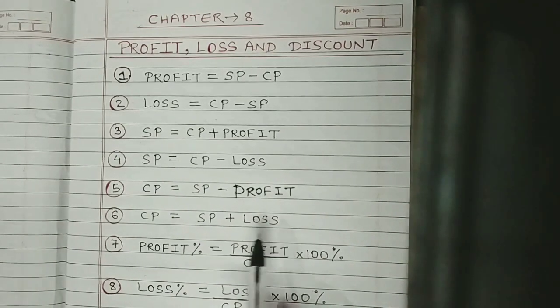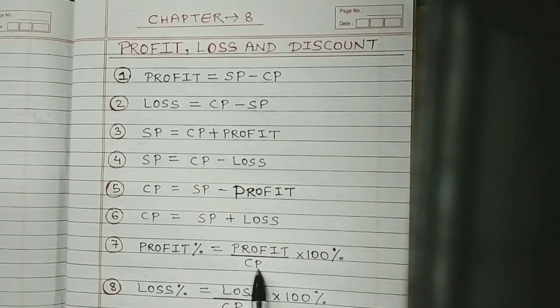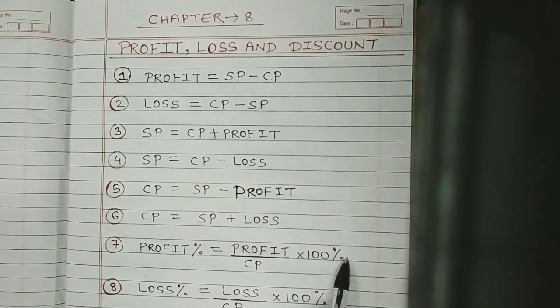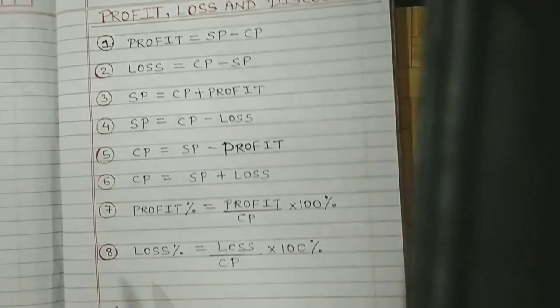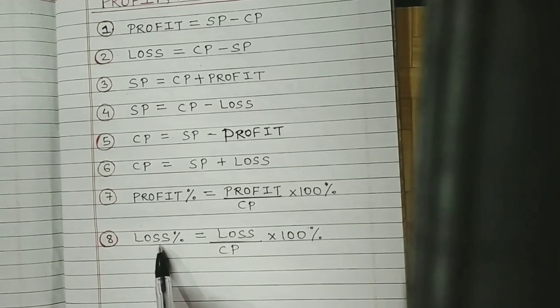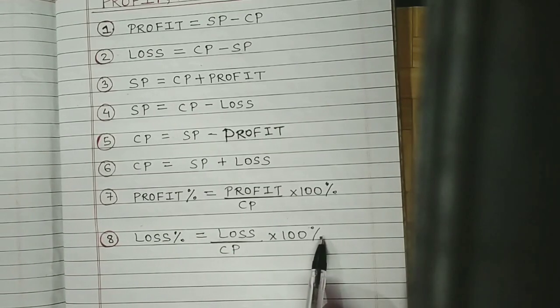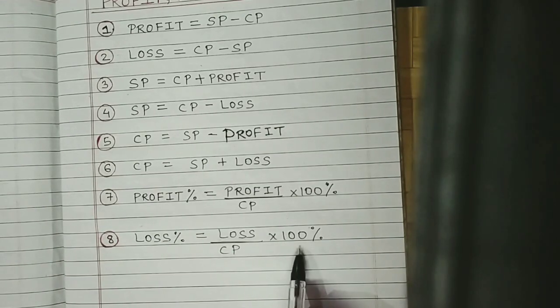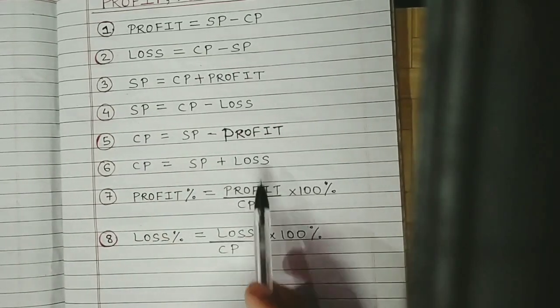Clear? Now the seventh formula I have written is profit percent equal to profit by CP into 100%. And the eighth formula is loss percent equal to loss by CP into 100%. Clear? Now we are going to solve some questions of exercise 8A using these formulas.